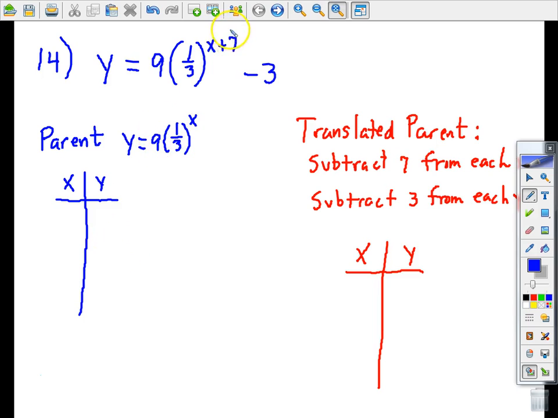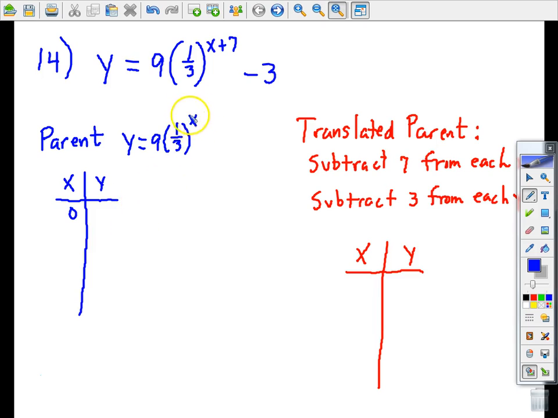And then we'll talk about how the H and the K numbers are going to be added or subtracted to these x, y values to come up with the translated parent. And then we'll graph both of these on the same coordinate plane. So let's start by getting a table of values for our parent function, and we're going to use those same inputs that we used yesterday.